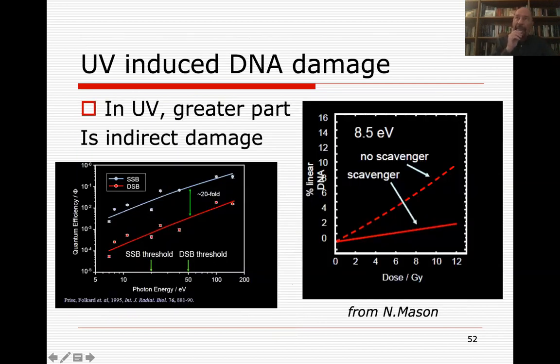Generally speaking, you can imagine that radioprotectors work when you have indirect effect, no? Because of course they protect from the radicals. And for UV, a great part is indirect damage, a very great part. And you see the impact of scavengers. So scavengers are those chemicals, you remember in the chemistry lecture, that will remove the free radicals. There is a very strong impact on the DNA damage.